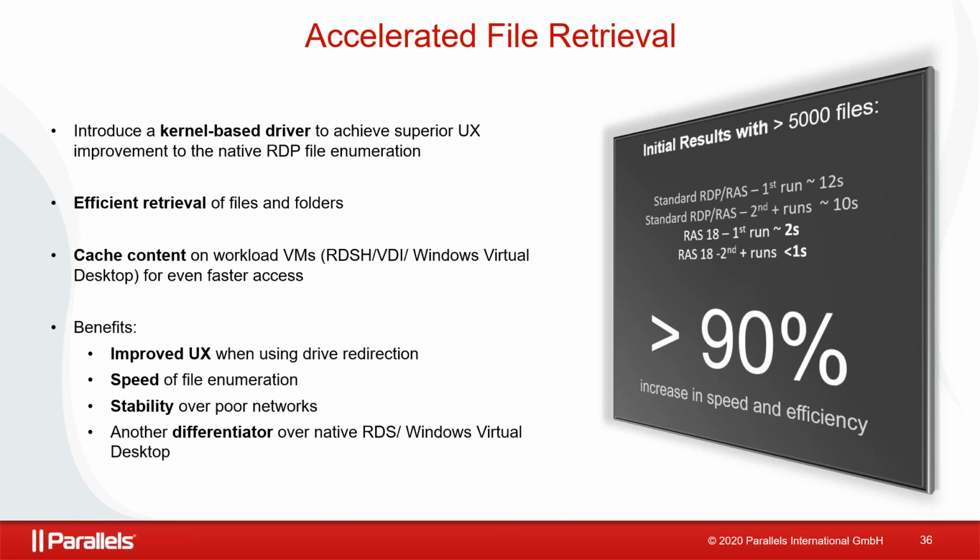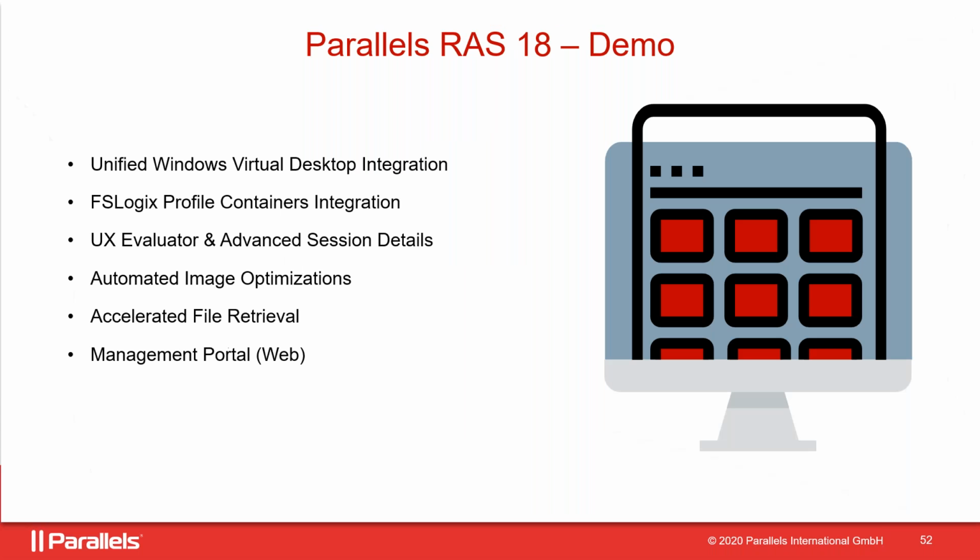This is showing a standard test of 5,000 files in a LAN environment. The first time with Remote Application Server without caching, or with standard RDP, it took 12 seconds. The second time it took around 10 seconds. When we used Parallels RAS 18 with caching on, the first time it took 2 seconds, and because we had caching, the second time took even less than 1 second. So we've seen great improvement over here.